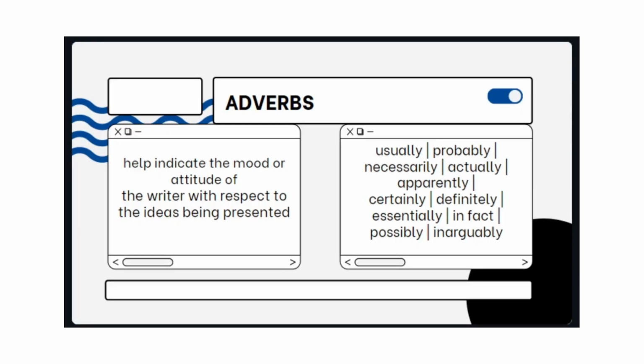The next one is adverbs. So the use of adverbs, like the ones listed below, also contributes to the attainment of the author's purpose for writing. So these linguistic particles help indicate the mood or attitude of the writer with respect to the ideas being presented. So we have the examples like usually, probably, necessarily, actually, apparently, certainly, definitely, essentially, in fact, possibly, inarguably.